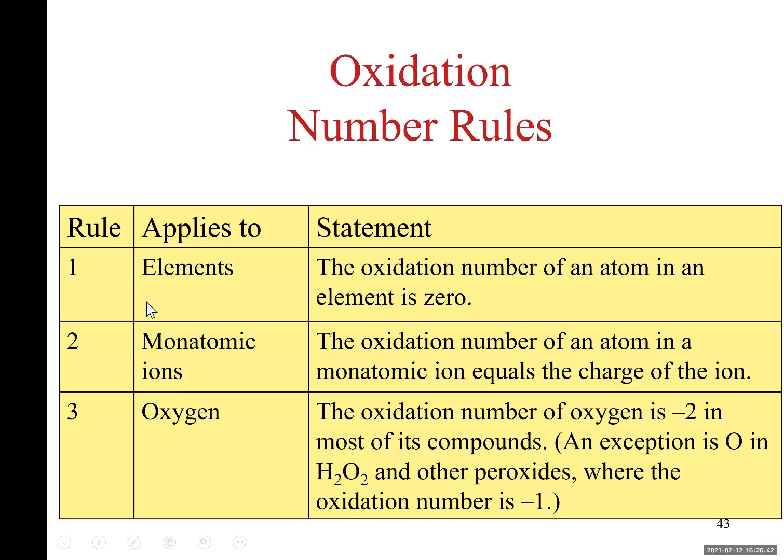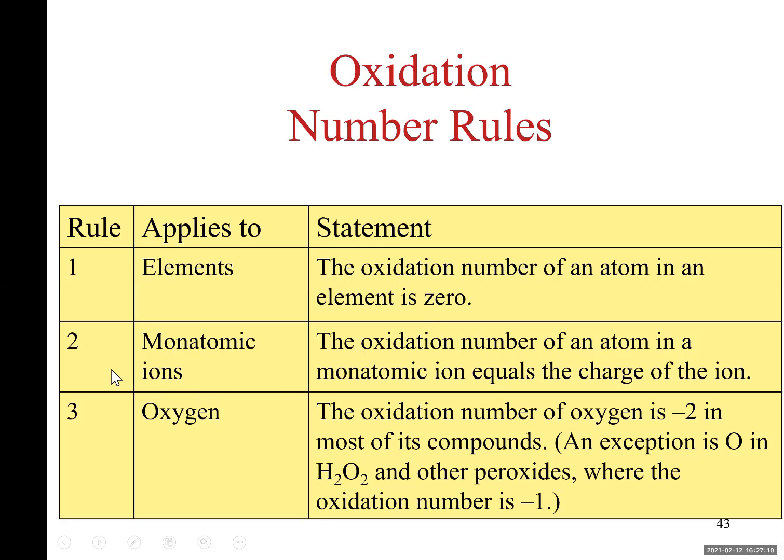So these are rules which tell us certain elements have certain charges. For example, rule number 1 says, if you are dealing with an element like copper metal, silver metal, oxygen gas, let's say nickel metal, iron metal, all of these elements have zero charge. Therefore, their oxidation number is zero. Why do elements have zero charge? Simply because they have an equal number of electrons and protons.